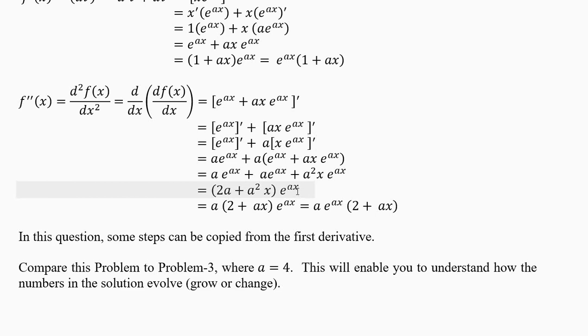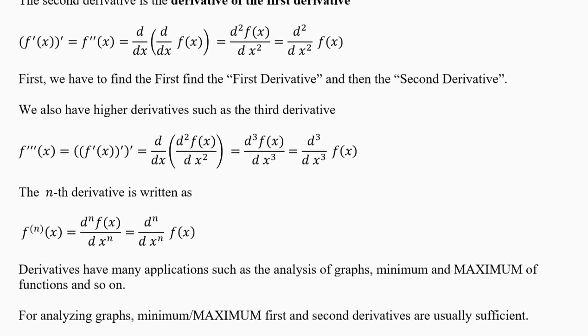So you take e power ax common, you will get a bracket 2a plus a square x. And again you can take a common, you can write 2 plus ax into e power ax. Now this bracket 2 plus ax you can write on the left or on the right. If a equal to 4, like your question number 3, you will get 8 plus 16x. If you go back and check the answer, it is the same thing. You can go back and check.